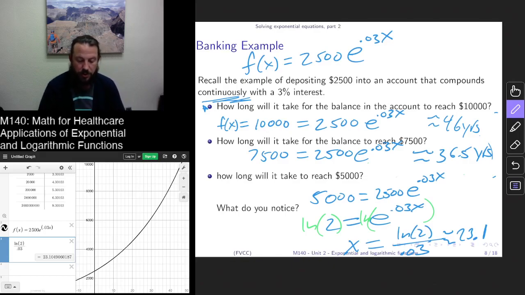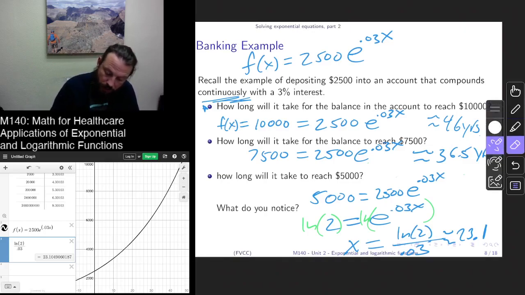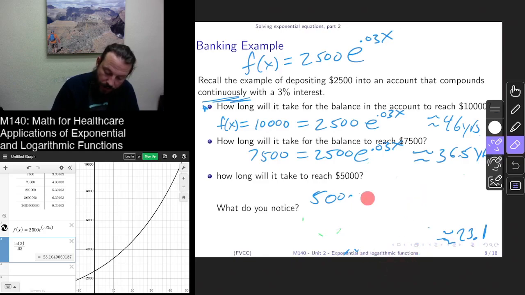What do we want to notice here? Let's get rid of this work so it's out of our way. We have now, how long did it take to double? About 23 years.